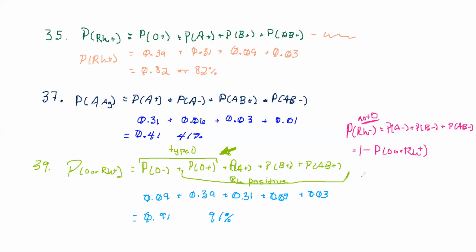So switching up to here, the probability of being Rh negative is equal to 1 minus the probability of being Rh positive. We're forgetting about the O distinction right now. And the reason is that you can either be one or the other, but not both. So yeah.